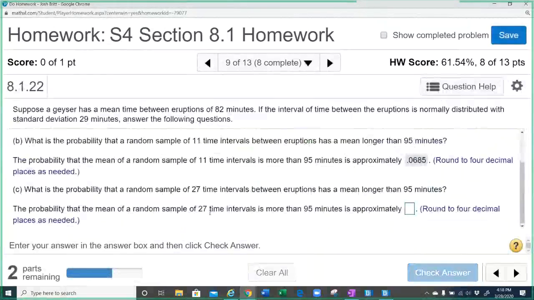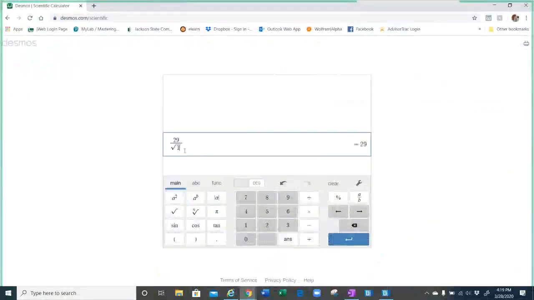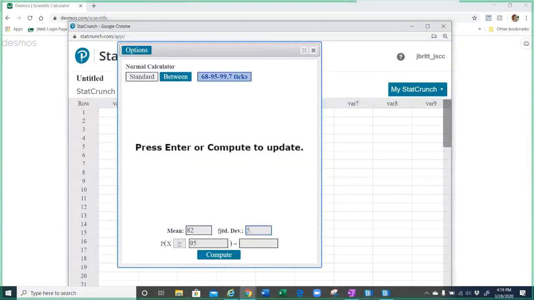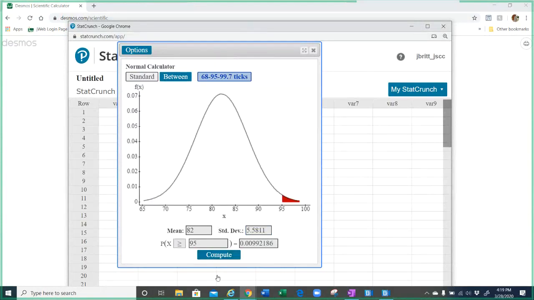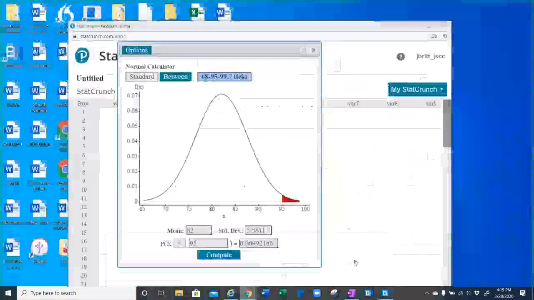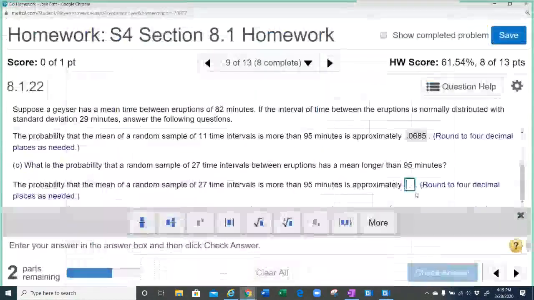Okay. Now again, change the sample size, change the standard deviation. So 29 divided by square root 27, and that gives me 5.5811. And I'm assuming, I think it was greater than 95. Yep. Okay. So that probability is 0099.